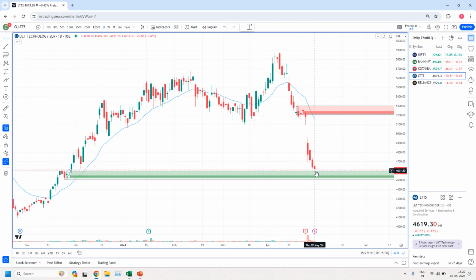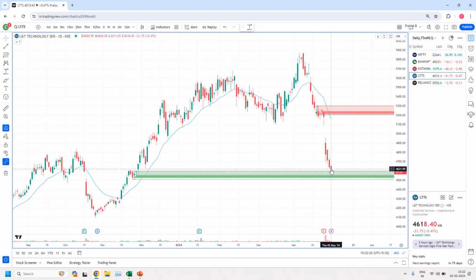So anyway, in L&T Technology Services, prices didn't reach. Now we have only the last 6 or 7 minutes to close. Anyway, we don't trade at this point of time.